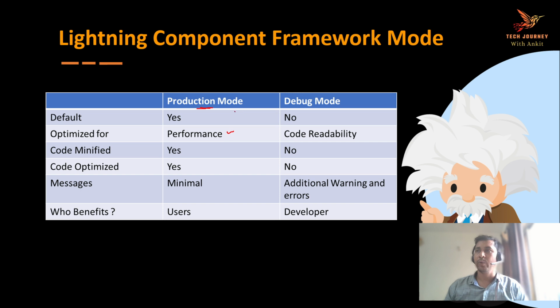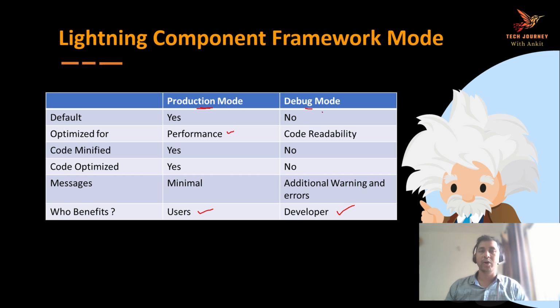Here, who will get the benefit? The end users will get the benefit. So production mode is specifically for the end users. The end users can be your QA or your UAT testers. They can be anything, right? However, the debug mode is designed specifically for developers.